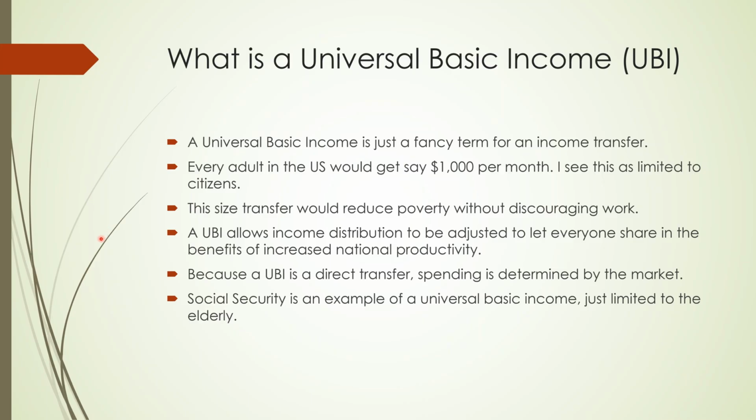A UBI, Universal Basic Income, allows income distribution to be adjusted to let everyone share in the benefits of increased national productivity. Because a UBI is a direct transfer, spending is determined by the market. So people go out and spend their universal basic income any way they want, which is a market kind of operation. Social Security is an example of a universal basic income, just limited to the elderly.